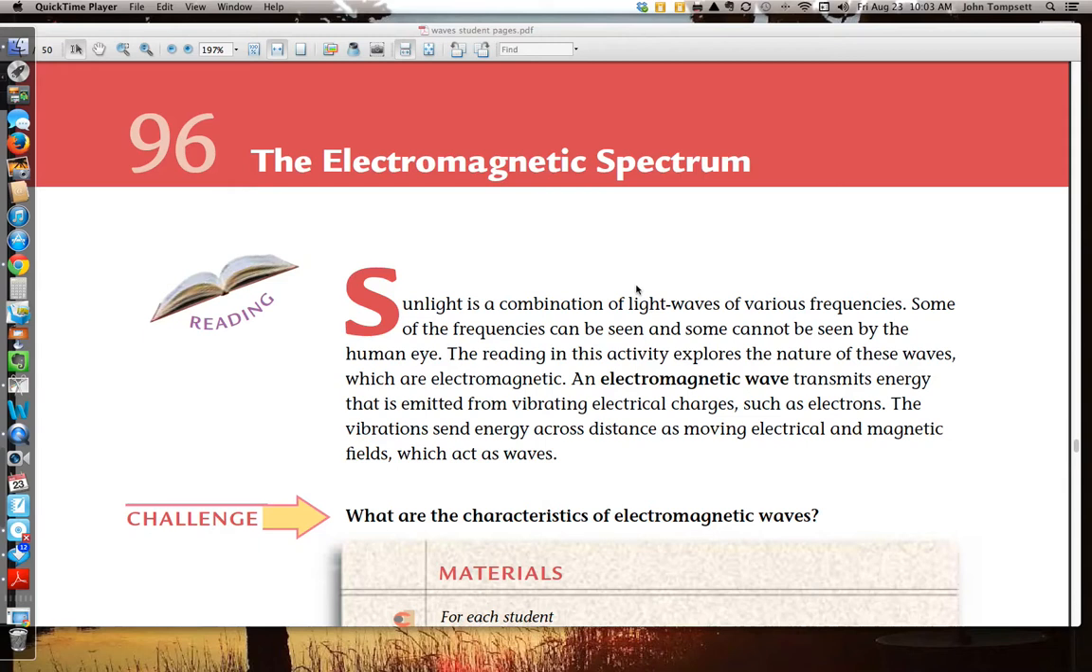Activity 96, the electromagnetic spectrum. As it says in the Google presentation, you can listen to this or you can read it on your own, whichever you'd like. It doesn't matter.